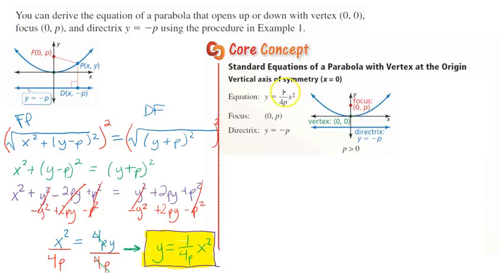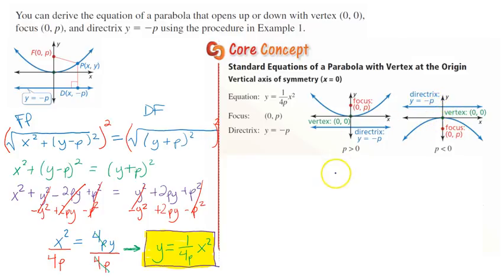So if p is positive, then 1 over 4p would be positive and our parabola opens up. If p was negative, then 1 over 4p would be negative and our parabola would open down, and we would get a case that looks like this. So when p is negative, the focus is still (0, p), but now since p is negative, our focus is down, which means our parabola opens down. Directrix is still y equals negative p, but remember that since p is negative, this is going to be y equals a positive number.